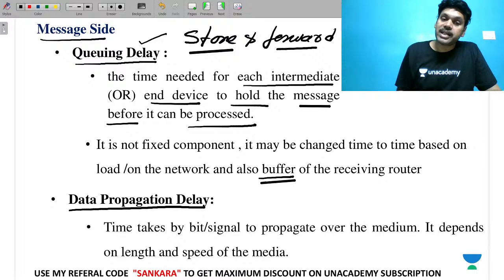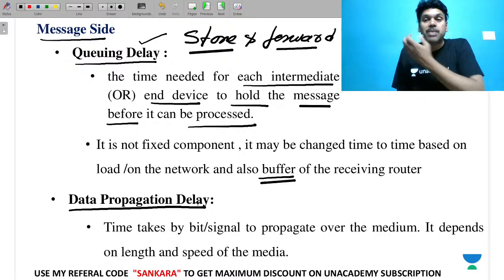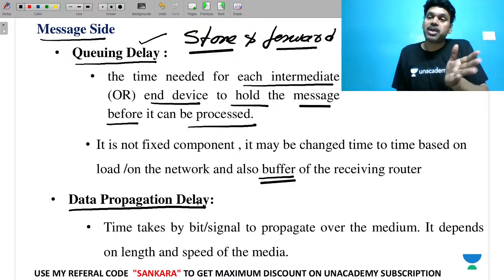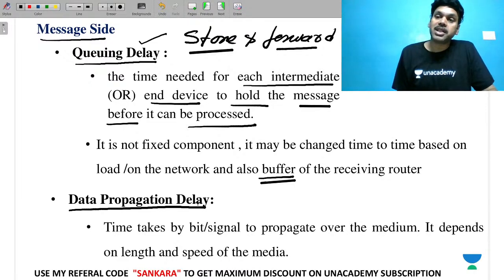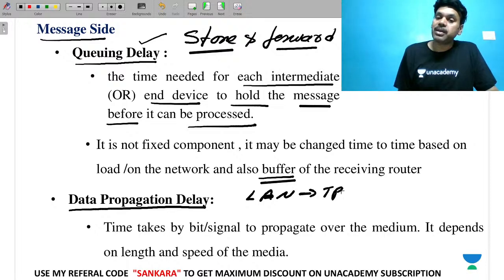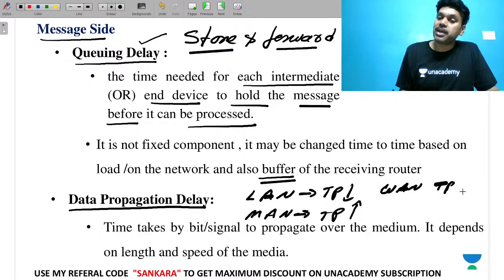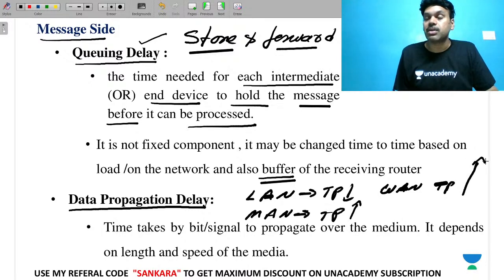The next one is data propagation delay. It is the time taken by a bit or a signal to make a physical journey from one end of the medium to the other end of the medium. Data propagation delay depends upon the distance and the velocity of your channel. That's why in a LAN, your propagation time is going to be a bit less. In a metropolitan area network, your propagation time will be a bit higher, and in a wide area network, your propagation time will be very high because it depends on distance only.